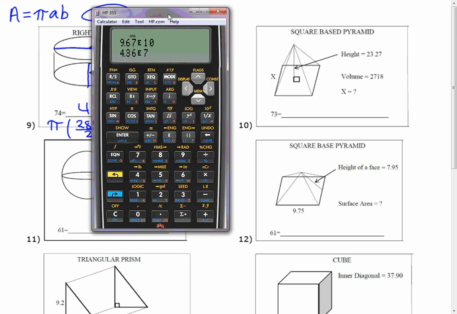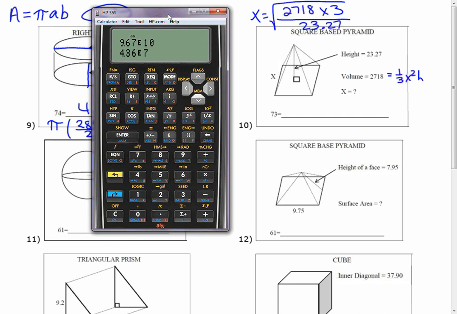Okay, square base pyramid again. This time they give us the volume and height, and we have to work backwards to find the side of that base. So we said our volume is 1/3 x squared times the height. We're going to take our volume, multiply it by 3, and divide it by the height, and that's the side squared. To undo x squared, we're going to take the square root. So then x is equal to the square root of all of that.